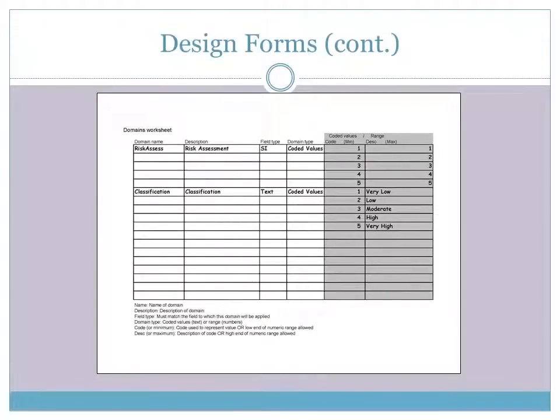The domains worksheet contains two separate domains. The first domain is named Risk Assessment. This is a short integer type coded value domain. There are 5 different coded values, starting with number 1 for the lowest risk and number 5 for the highest risk. The second domain is named Classification. This is a text field type with coded values. There are 5 different coded values ranging from very low to number 5, which is very high.